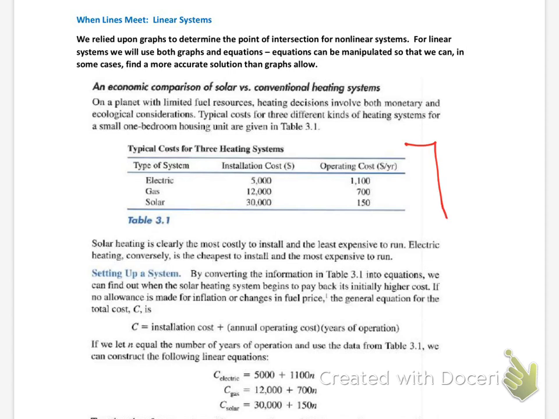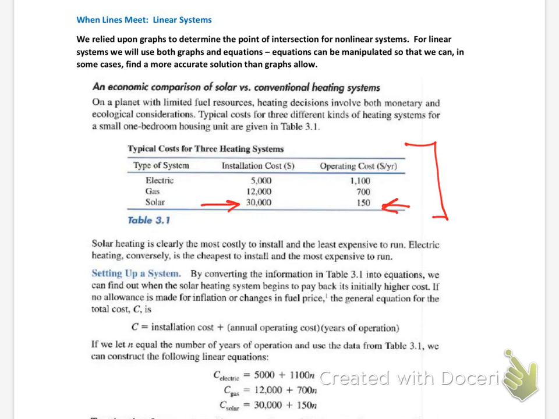So here you have your table. You can see that we are looking at installation costs and operating costs. Just look at this for a second, and you can see that the installation costs for a solar system greatly exceed that of electric and gas. But the operating cost for a solar system is much less per year than either electric or gas.